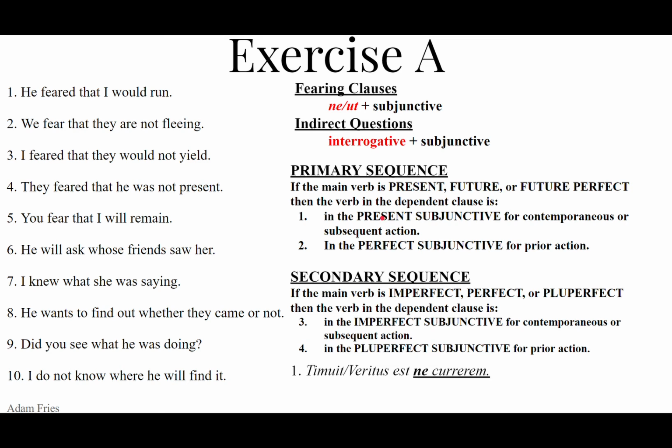So we want the present subjunctive of fugio, fugere, fugi, fugitus. So we fear. Timemus, or veremur, that they are not fleeing. They are not. So we want the negative for fearing clauses. That's ut. Ne is for what you are afraid will happen. Ut is for what you are afraid is not happening. So timemus ut or veremur ut. Fleeing, we want the present subjunctive. So fugiant. Timemus ut fugiant. Veremur ut fugiant.